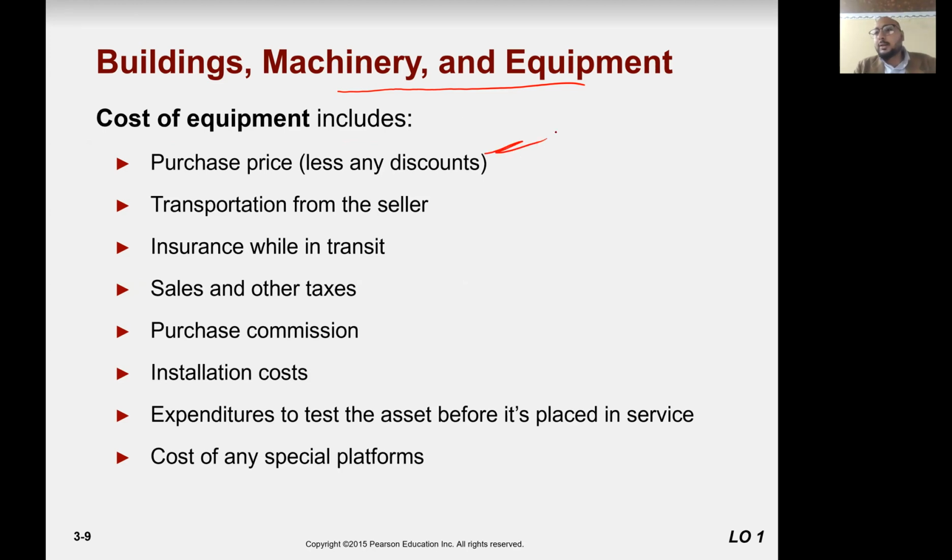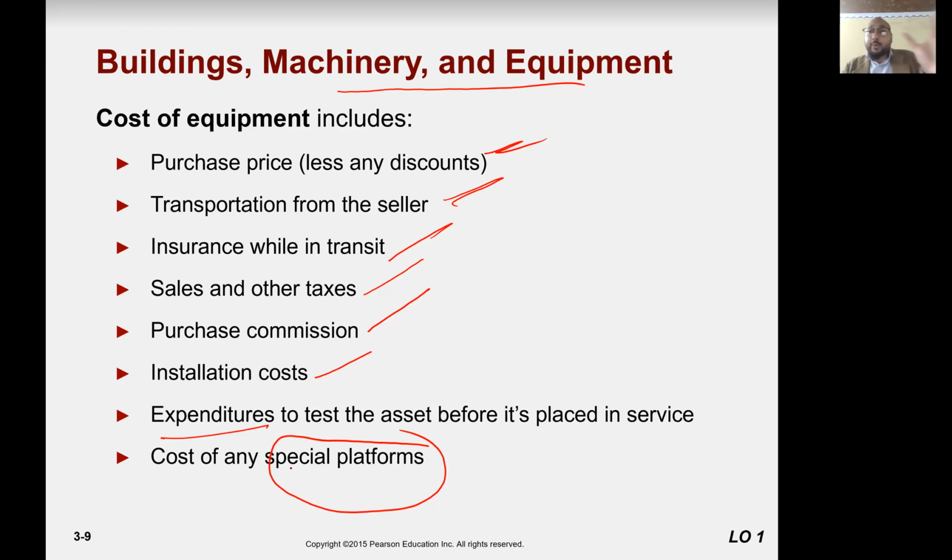So purchase price less any discount that you receive, transportation, insurance, sales taxes, commission, installation cost, testing cost, and cost of special platforms, if any. Maybe you need to run the plant and produce some kind of prototype to show your managers, okay, this plant is ready for our mass production. So any special arrangement before your intended use, all the costs will be included in the cost of equipment.